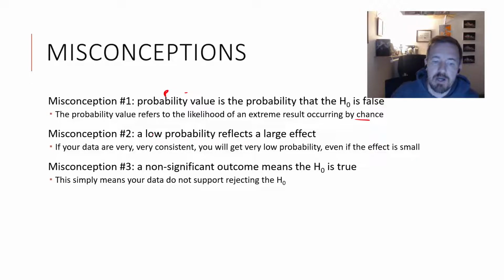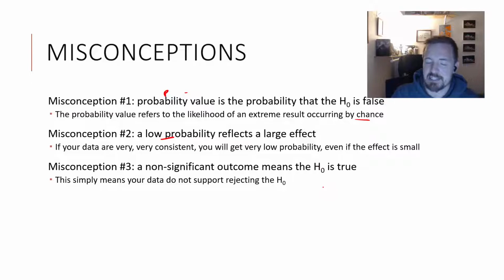Second misconception, a low probability reflects a large effect size. That's also not true. If your data are really, really consistent, you might have a very low p-value, but a large effect size. That's fine, but you may also have a small effect size too, especially if you have very consistent data. And then finally, misconception number 3, a non-significant outcome means that the null hypothesis is true.